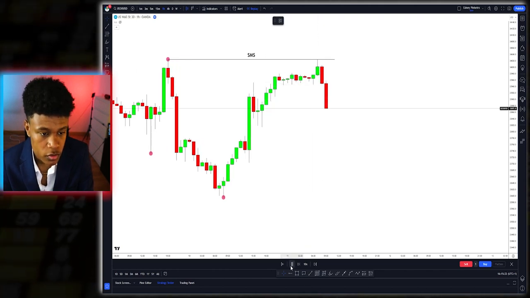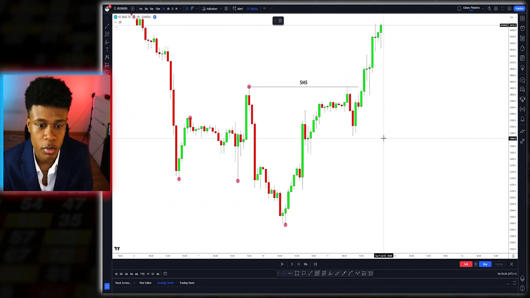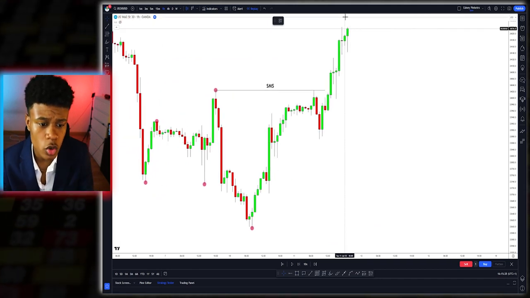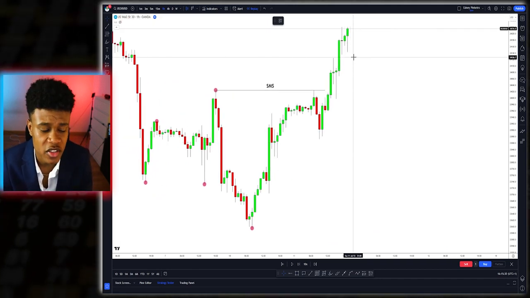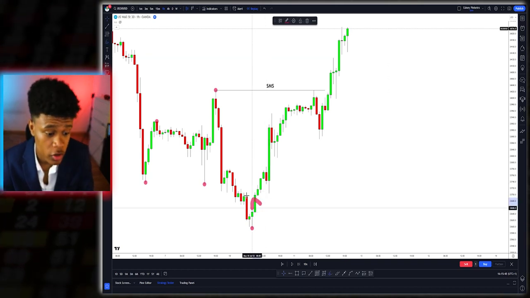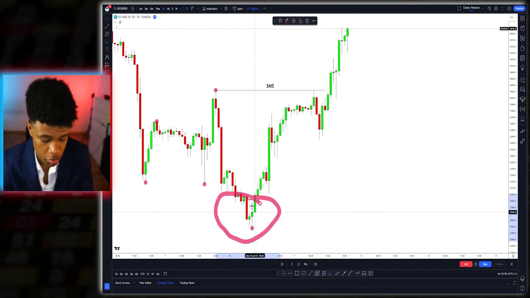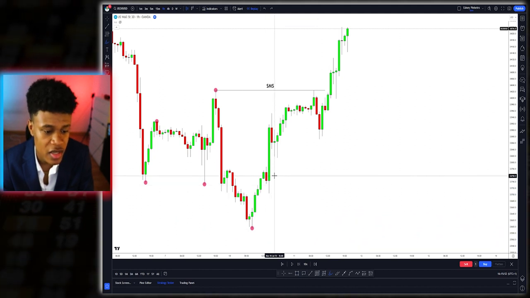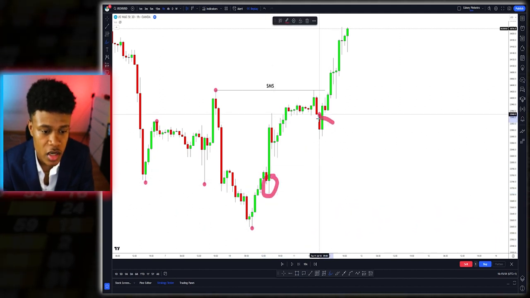Let's follow this. So we made this shift of market structure. If we made this shift of market structure, where is our low? Our low is clearly right here, right? The low we found minutes ago. Why can we select this as a low or this as a low?